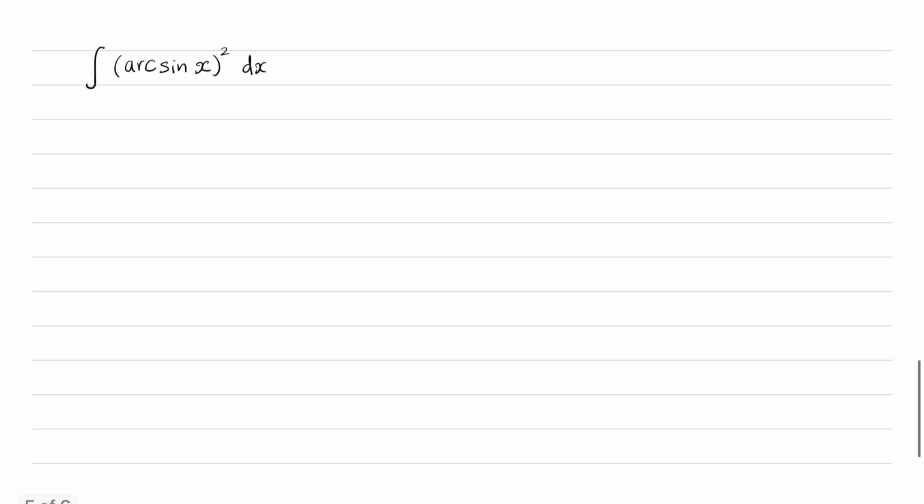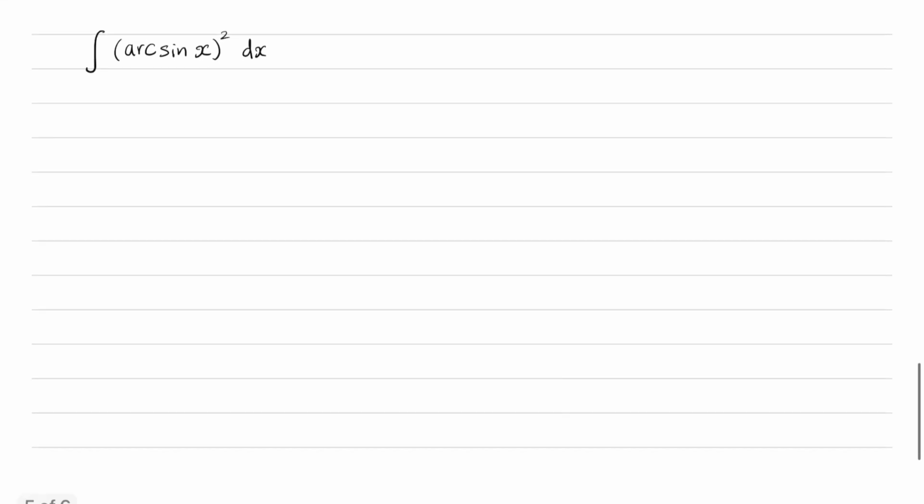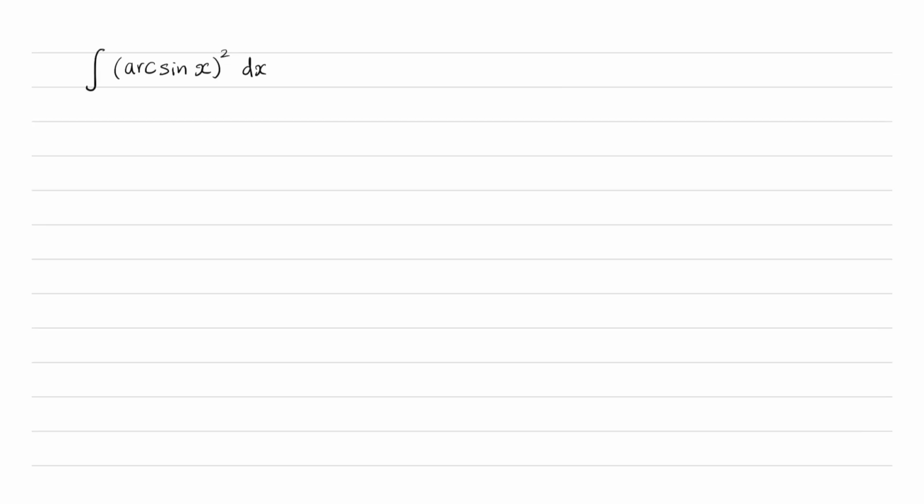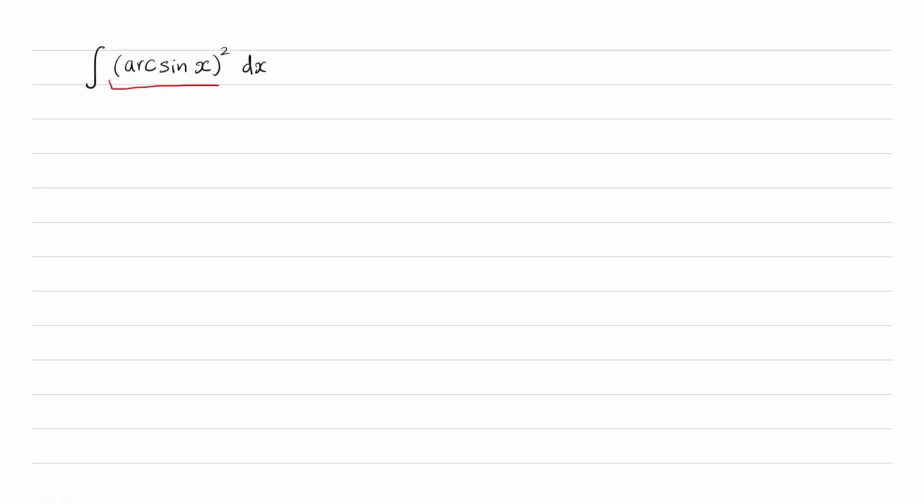Let's move to the first integral that we had in mind, the integral of arcsin of x squared. Again here, we take u to be arcsin of x squared and dv to be dx. So v is just x. Now what is du? Well, du is u prime dx, which is the derivative of u: 2 arcsin of x times the derivative of arcsin of x, which is 1 over the square root of 1 minus x squared.